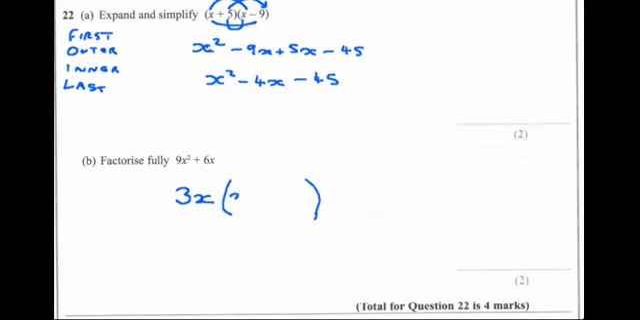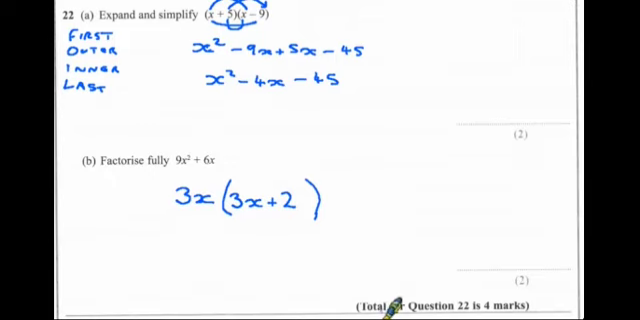I would multiply it by 3. How do I get from x to x squared? I multiply it by x. Then we have the plus. How do I get from 3 back to 6? I multiply it by 2. I already have an x. I don't need to multiply it by anything. It's already here. Therefore, I'm finished.